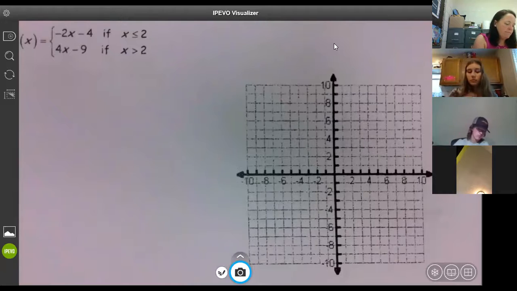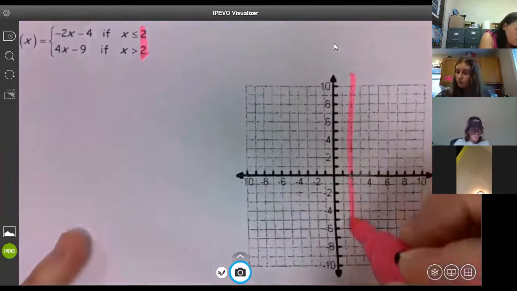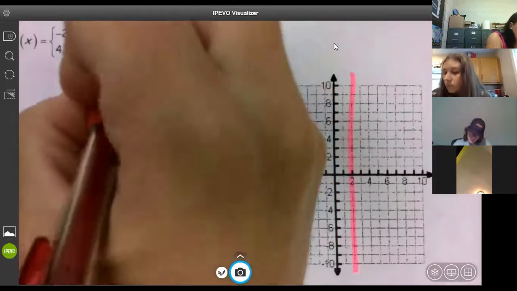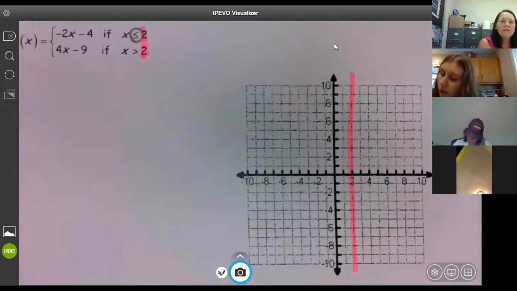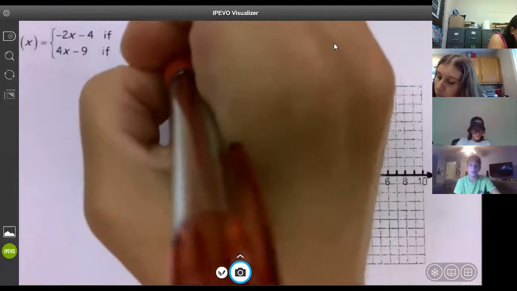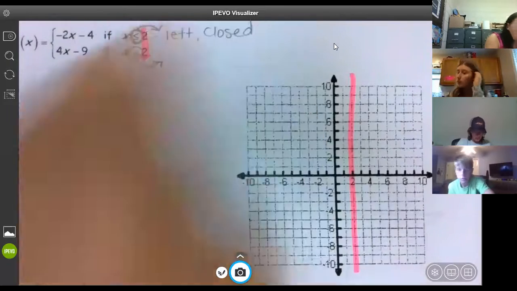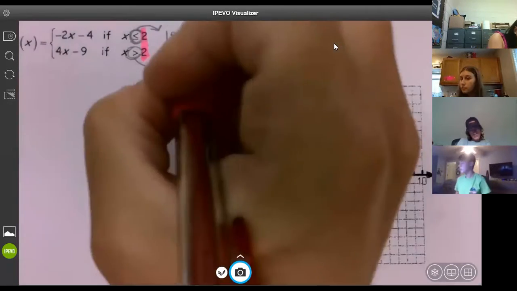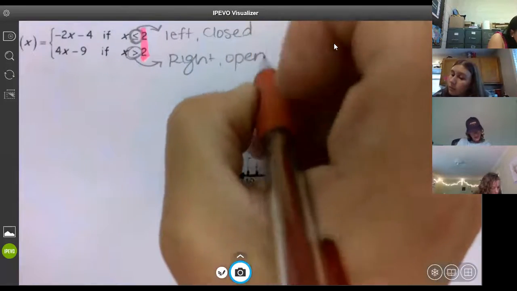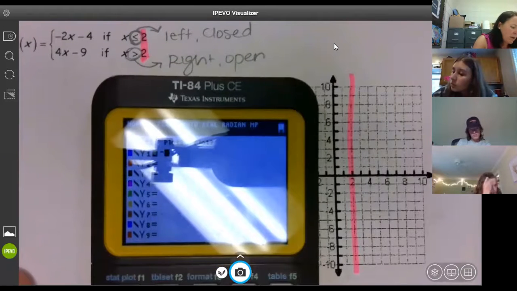Where's my boundary? 2. Somebody that hasn't answered. What's this less than or equal to tell us? To the left and closed. Perfect. Left and closed. Somebody else that hasn't answered. What's this one tell us? Just greater than. Right and open. And then we graph on our calculator. These are also linear, so there's nothing crazy on them.